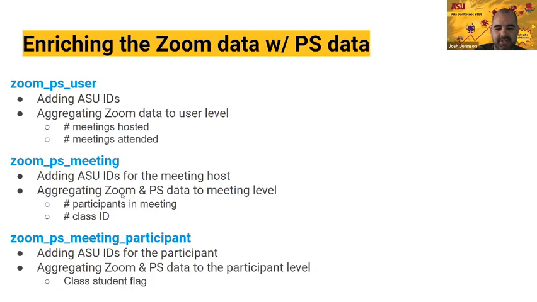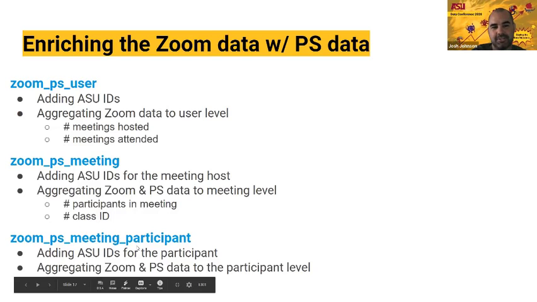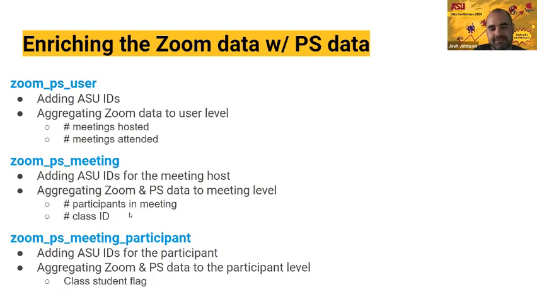How many participants attended a Zoom meeting? Zoom provides us with a participant count, but then if you go and look at the participant data and you count them, it doesn't match. Zoom provides us with a meeting duration, but if you look at the start and end times, it doesn't match. So we're kind of recreating the wheel in some of these cases, but ensuring that the data we're presenting is as accurate as it can be. And then with the meetings also, if it's a class, adding class ID.